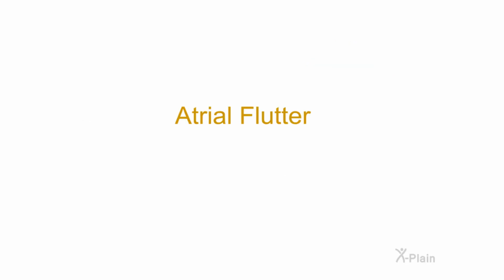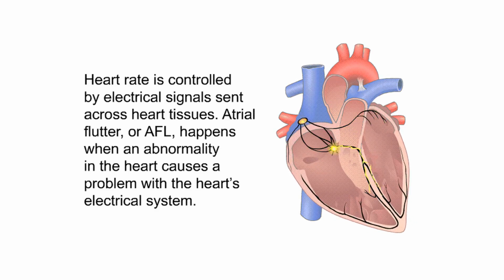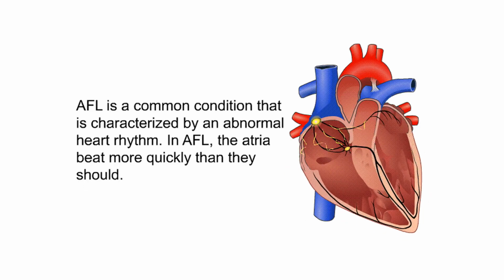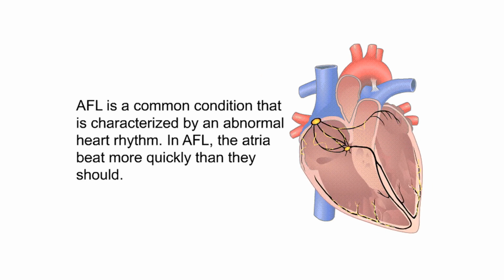Atrial flutter. Heart rate is controlled by electrical signals sent across heart tissues. Atrial flutter, or AFL, happens when an abnormality in the heart causes a problem with the heart's electrical system. AFL is a common condition that is characterized by an abnormal heart rhythm. In AFL, the atria beat more quickly than they should.